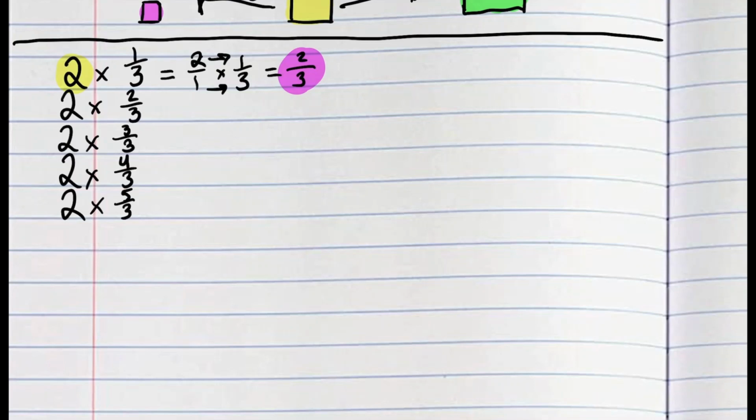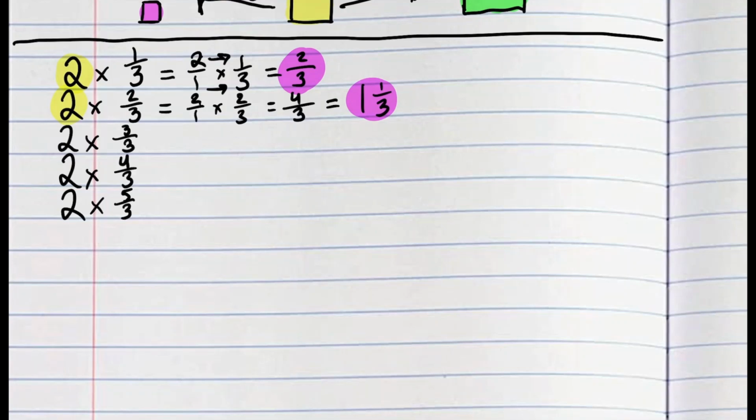So let's try another one. Now I have 2 times 2/3. So I'm going to start by writing 2 as a fraction, 2/1, and multiply it by 2/3. 2 times 2 is 4. 1 times 3 is 3. 4/3. Well, that's an improper fraction. Okay. Well, I have enough to make one whole number and have 1/3 left over. 1 and 1/3. So if I started with 2 and I multiplied by 2/3, I ended up with 1 and 1/3, which once again, it got smaller.